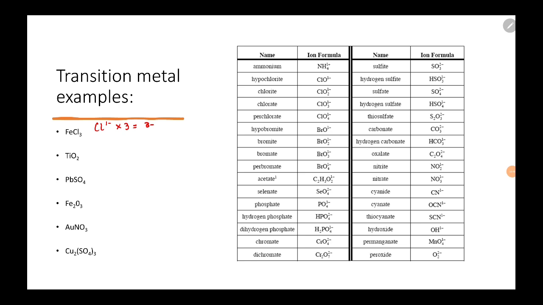The other piece of information we look at is how many metal atoms there are. There's only 1 iron, indicated by the symbol and no subscript. So that means that 1 iron atom must balance out the entire -3 charge. Therefore, that 1 iron atom must have +3 charge. And the name of this compound would then be iron(III) chloride.